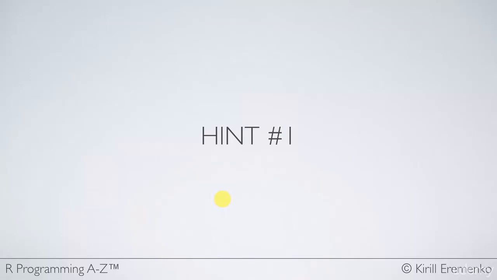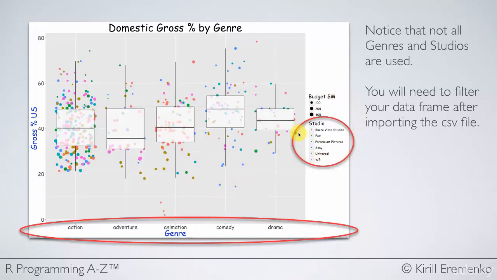Hint number 1 is that you should notice that the studio here and the genre are not complete. So notice that not all genres and studios are used. You will need to filter your data frame after importing the CSV file. In the CSV file, we've got many more studios than that and many more genres than that. So you will need to first filter your data frame after you've imported the actual data and then proceed with the visualization. Otherwise, you will end up with too many box plots and too many colors. So that's a simple hint, hint number 1.